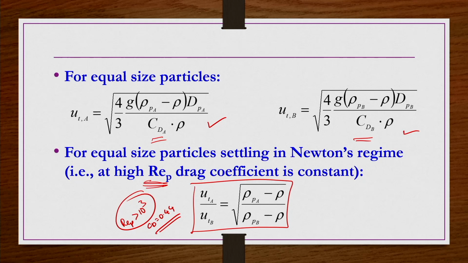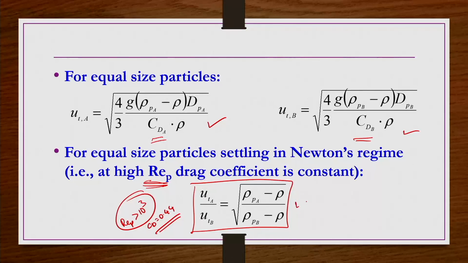Previously, when the settling velocities were equal, we saw the ratio of particle sizes having equal settling velocity. Now, here we are trying to find out for equal size particles. When the size of the particles is the same, their corresponding terminal velocities are going to be different anyway because of the density difference, right. So, what is the ratio of those two terminal velocities? That is what this is, and this is for the Newton's flow regime.